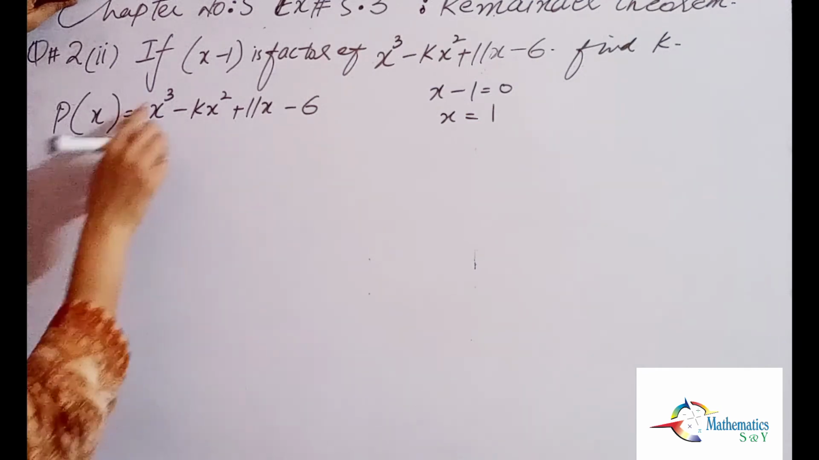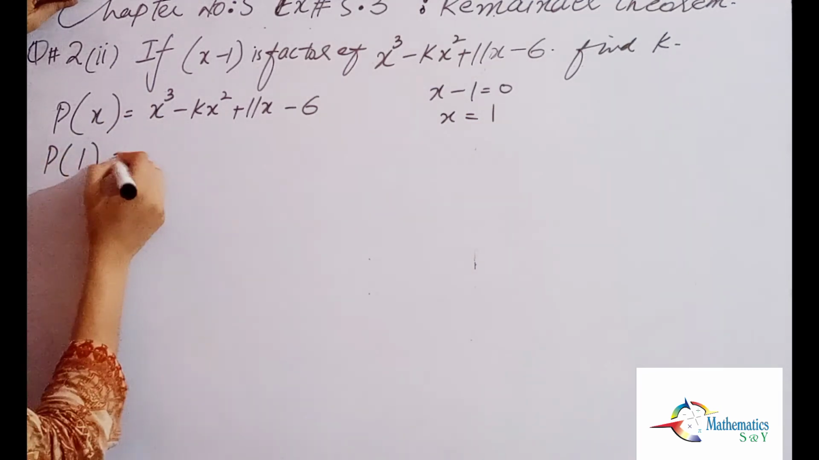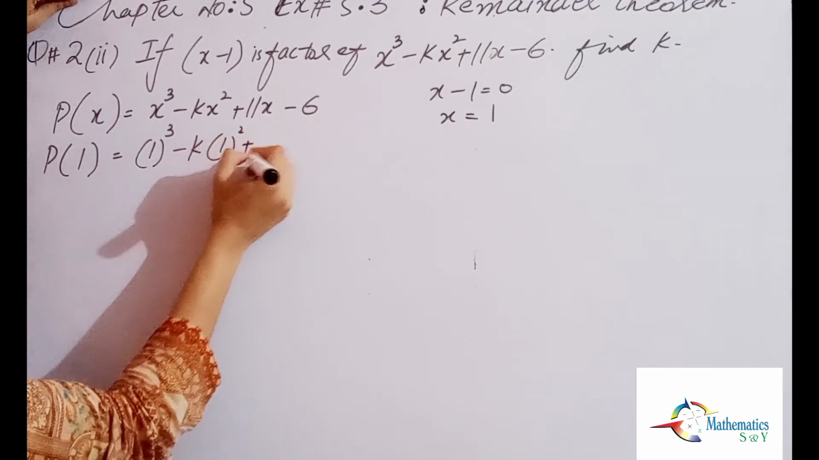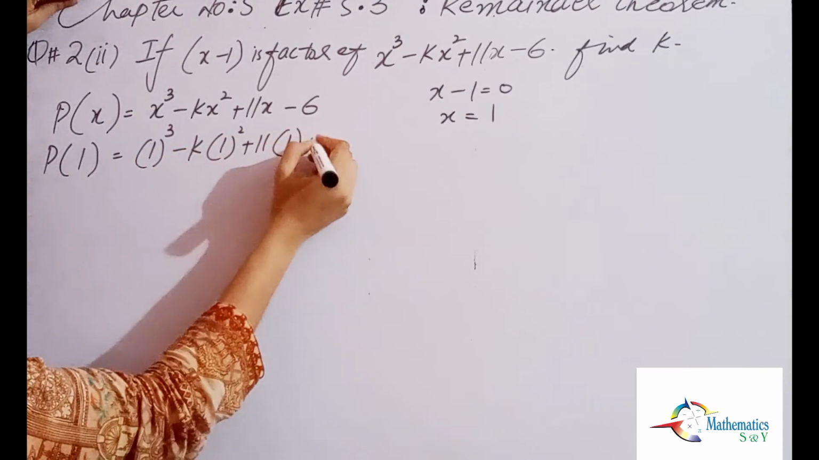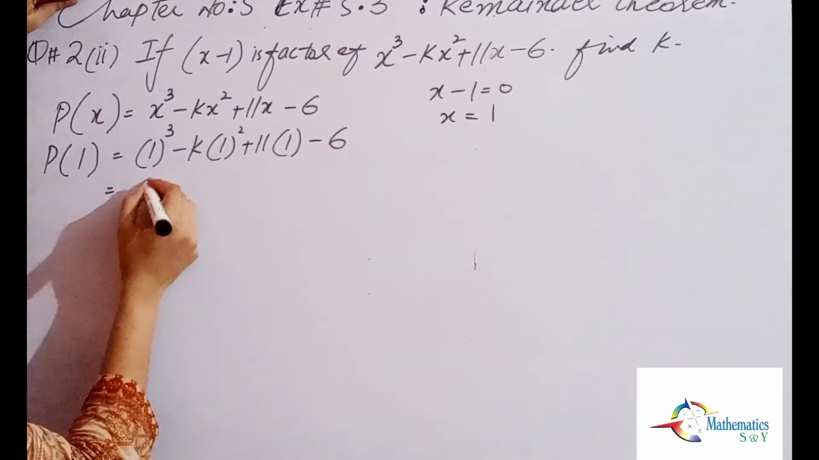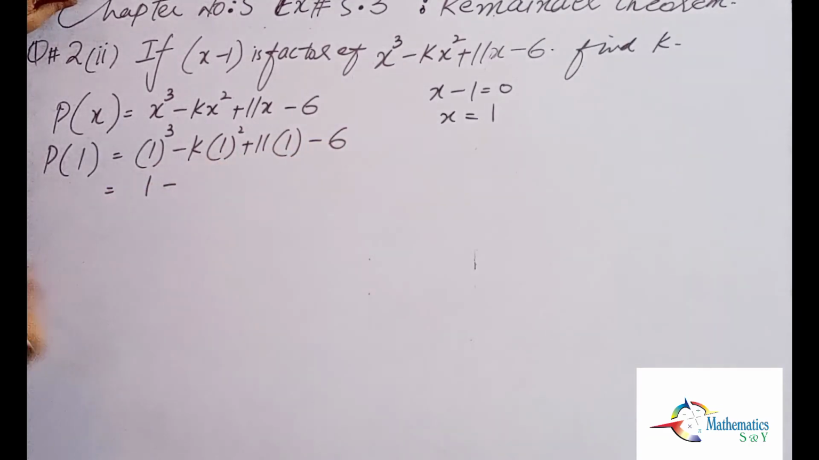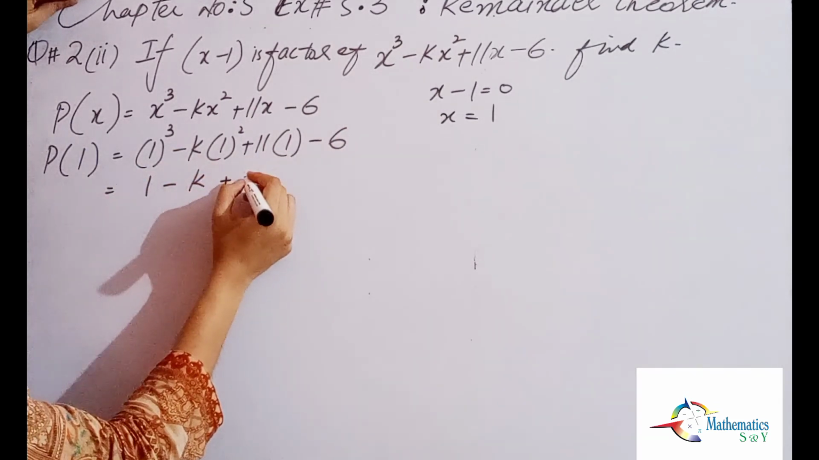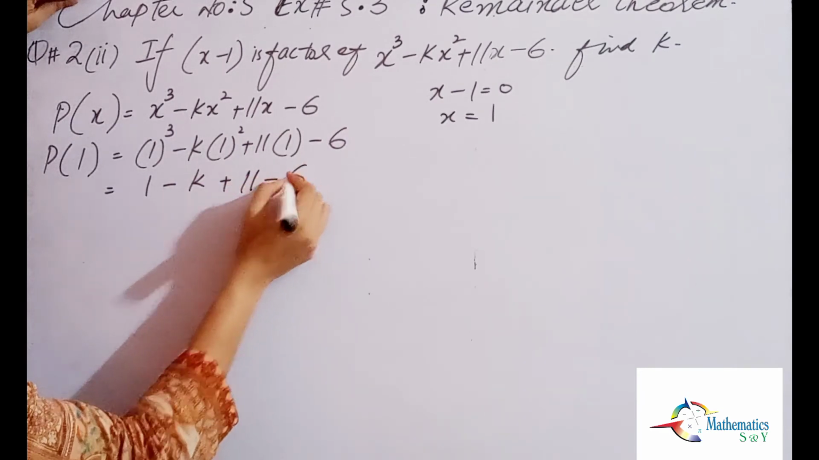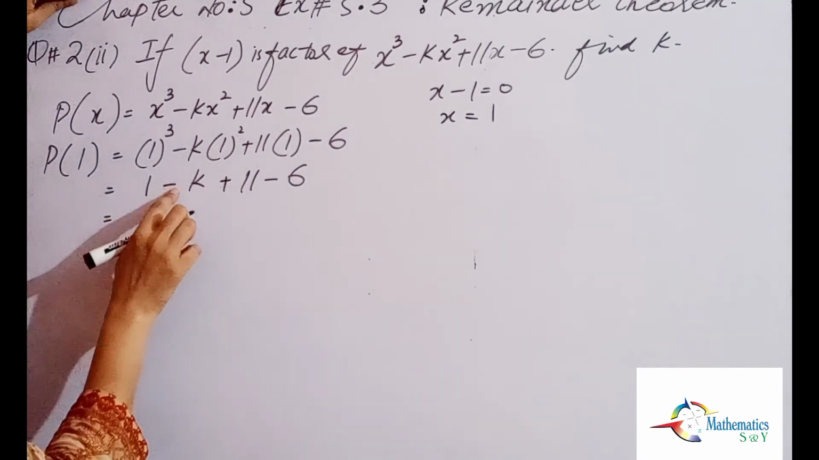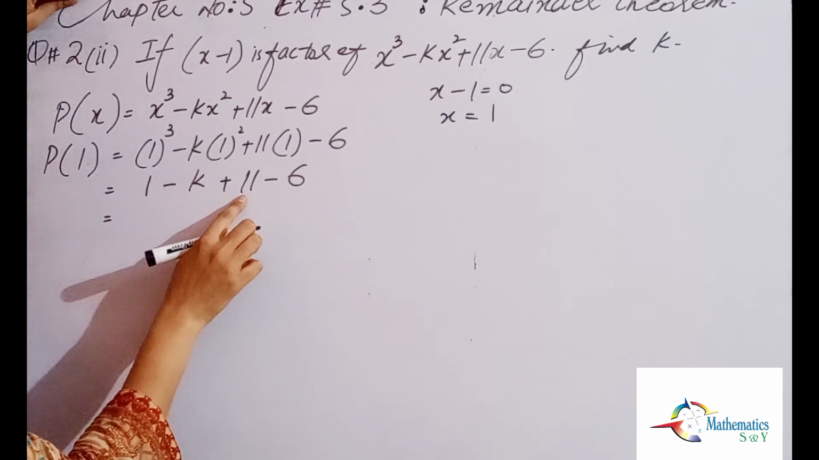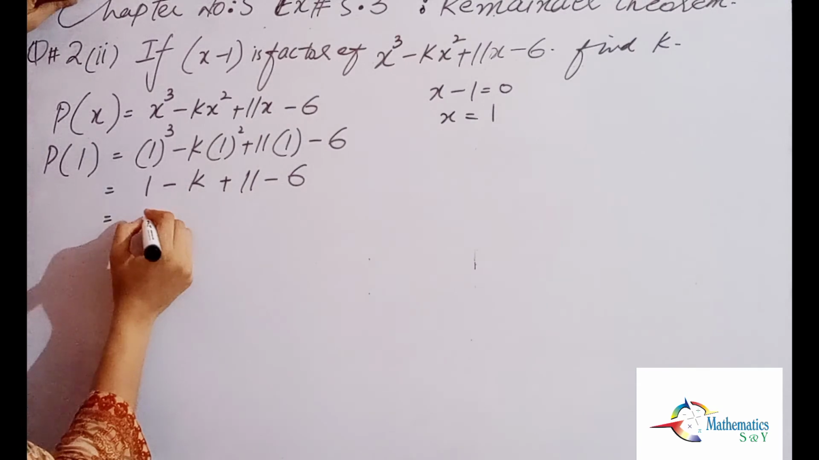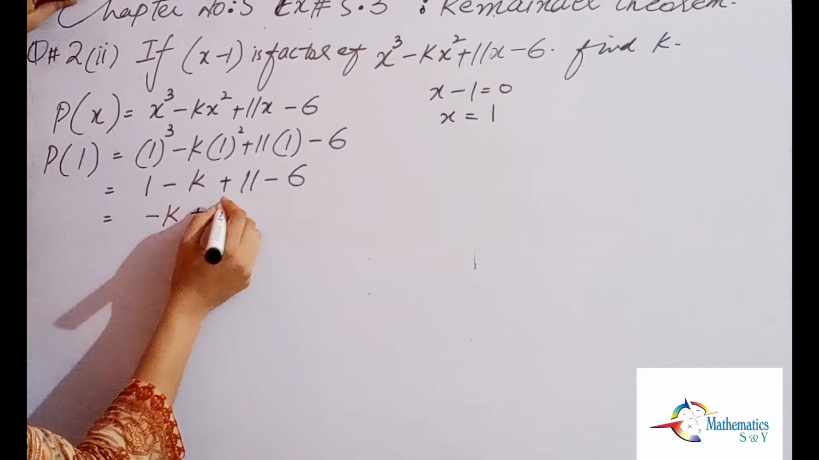So we are going to put here the plus 1 cube minus k into 1 squared plus 11, in place of x I will write 1, minus 6. The cube of 1 is 1, minus the square of 1 is 1, 1 multiplied by k is k, 11 times 1 is 11, minus 6. Only minus k is here. Of all the constant values, 11 plus 1 is 12, 12 minus 6 is 6. So this will be minus k plus 6.